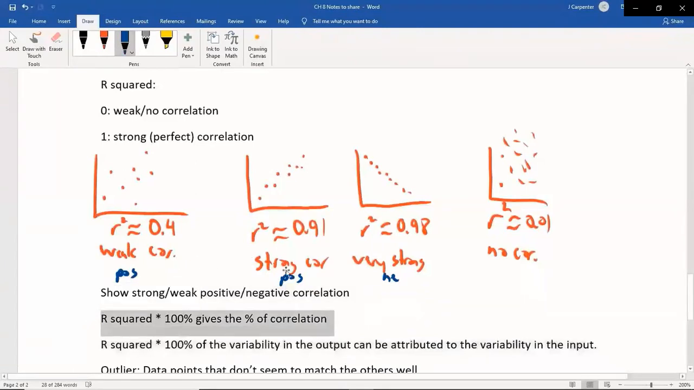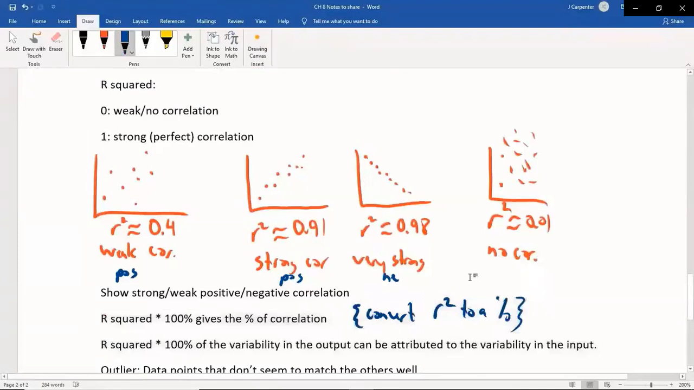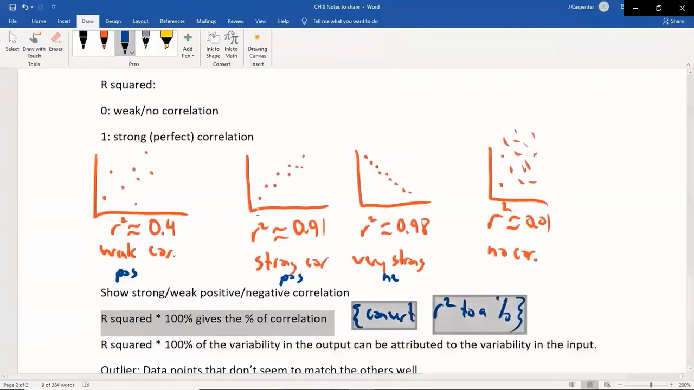If you take the value of R squared and convert it to a percent, that's what this says. Why is that happening? Saying to take your R squared value and multiply it by 100% is just moving the decimal right twice. That's all we're doing. That gives us the percentage of correlation.